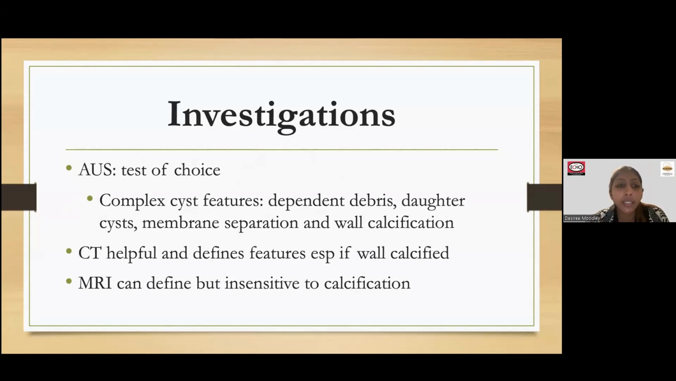So CT may be helpful. If your wall is calcified, ultrasound might not show you as much. So that's when you decide to do a CT to define the features. And an MRI can also define it, but not really if it's calcified.